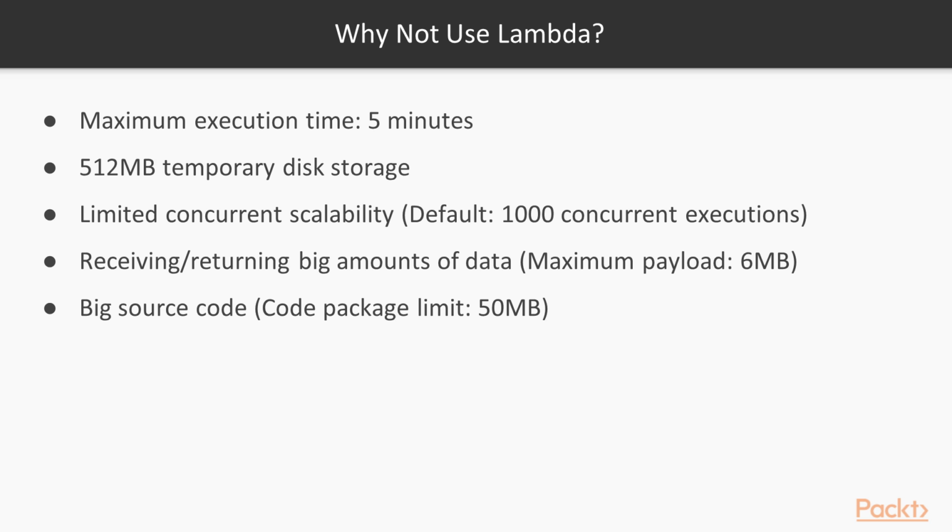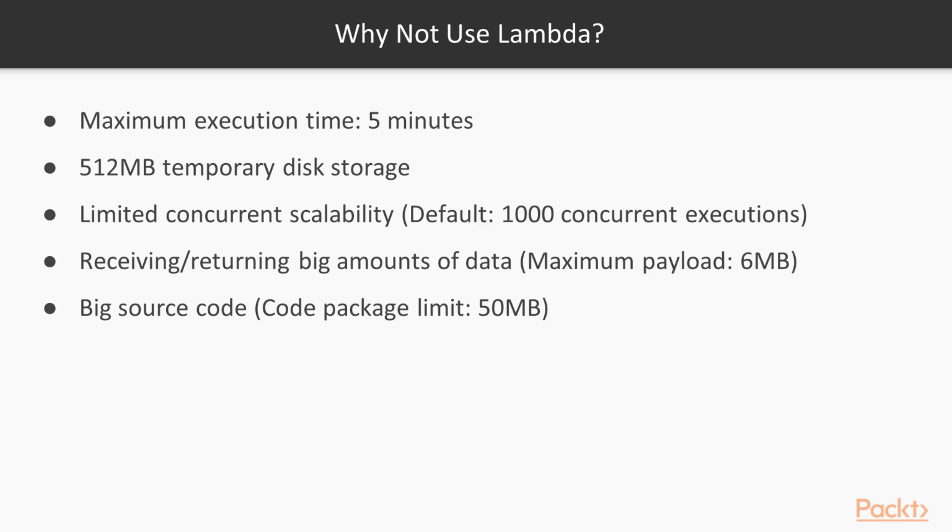For request-response executions, that is, any synchronous executions, the payload that Lambda can receive and return can only be up to 6 megabytes. You can obviously read and write more data from sources like S3, but the content that Lambda receives with the execution and can return is limited to 6 megabytes.